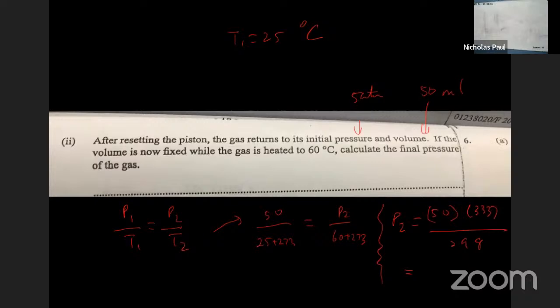How much did you get? How much? 55.8. Anybody else get it? 55.9. So it's 55.9, right? Atmospheres.